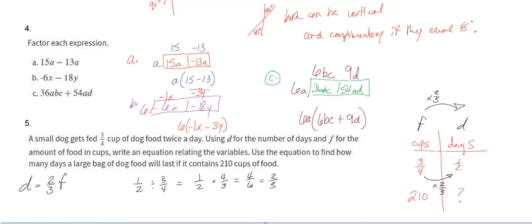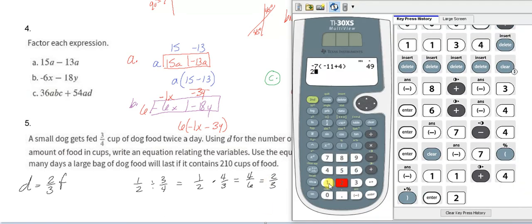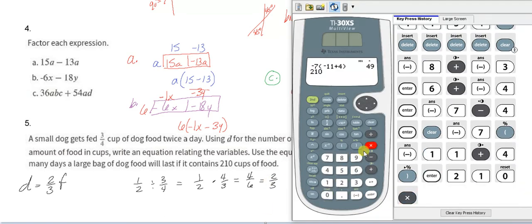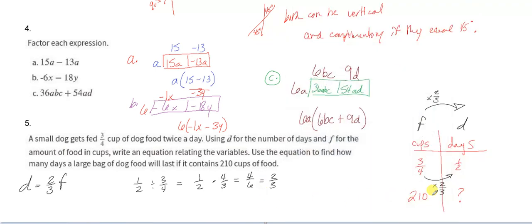And let's use the calculator for speed here. So 210 times 2/3 should tell us how many days. It would take us 140 days to use that much dog food. So 140 days. And that's it for number 5.